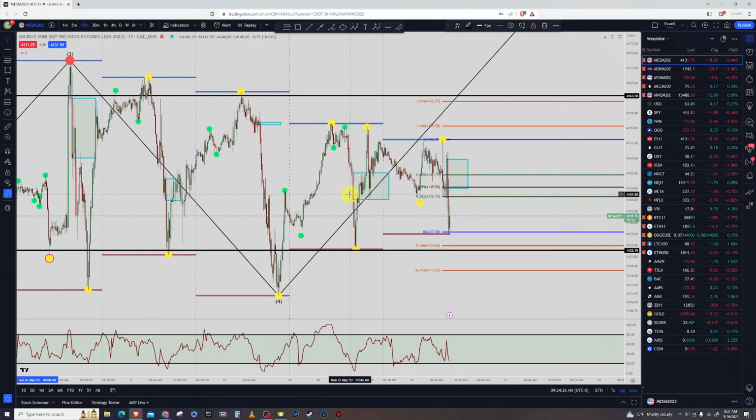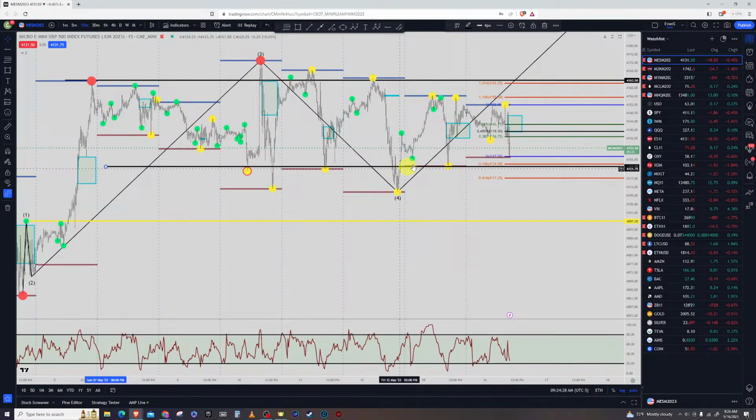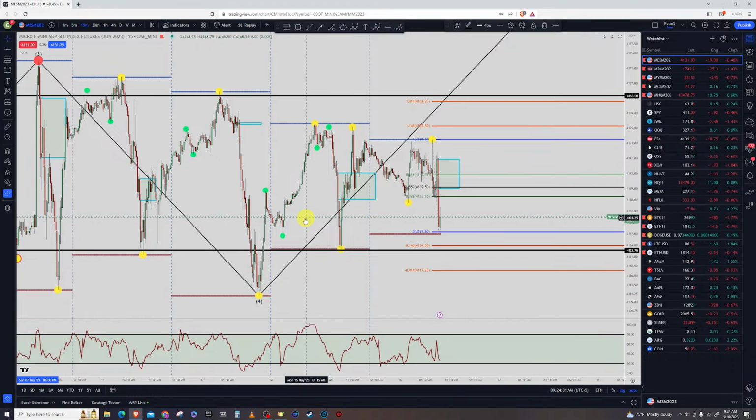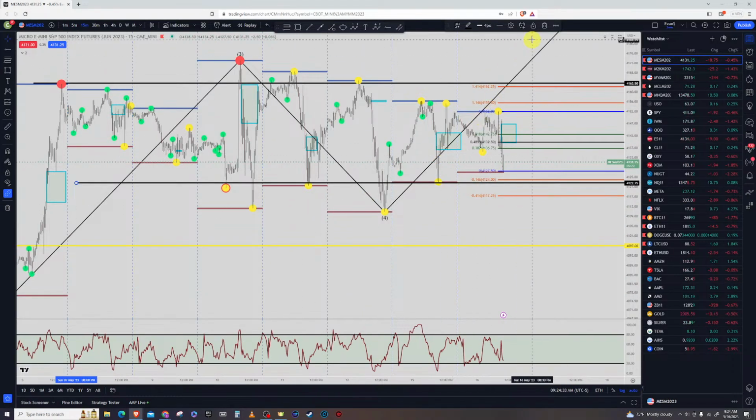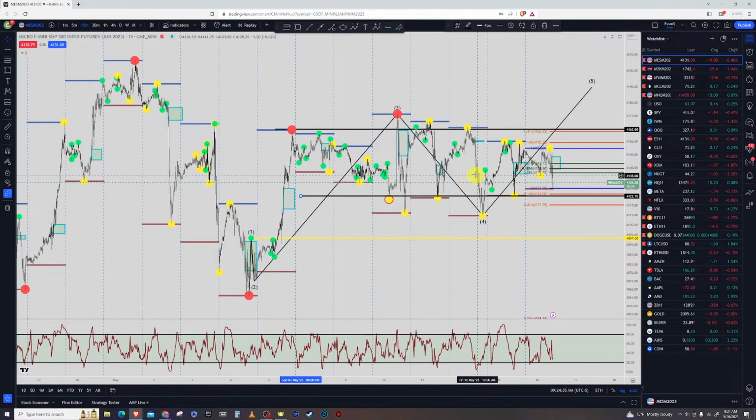So I'll leave those black lines on because it does show an interesting support and resistance area for it. Once you get that big move out of it, that's really going to decide which way it's going to go.